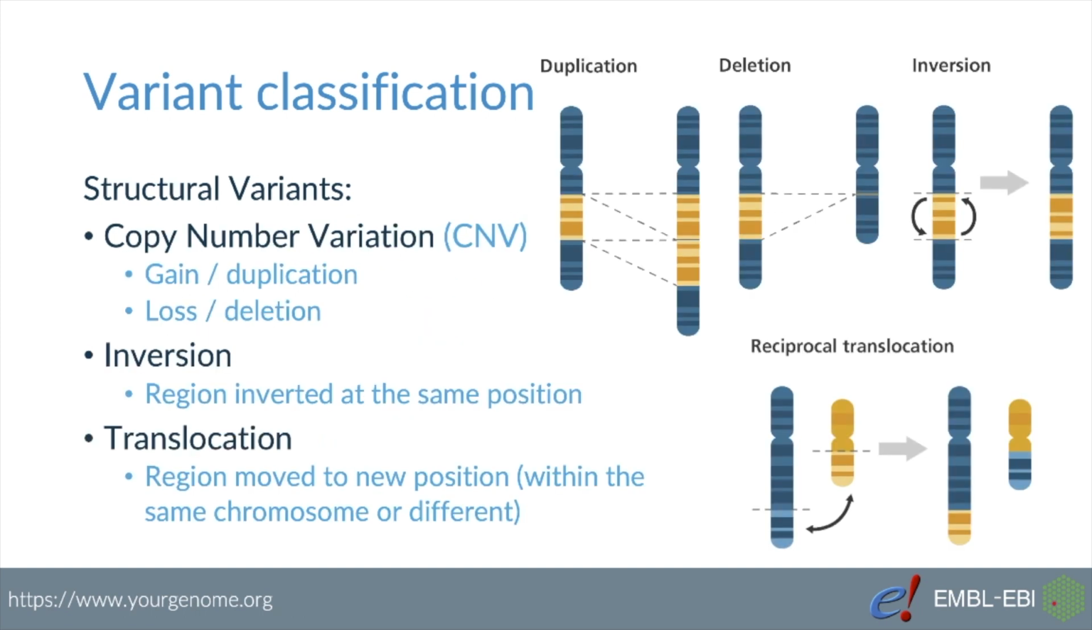Finally, there are also larger structural genetic variants. Those can be larger than 50 base pairs, but in fact they might affect larger chromosomal chunks and also entire chromosomes. And here we can distinguish copy number variation, including gains and losses, but also inversions, when a chromosomal region is inverted at the same position, and translocations, which are basically genetic regions moved to a new position, either within the same chromosome or a different one.